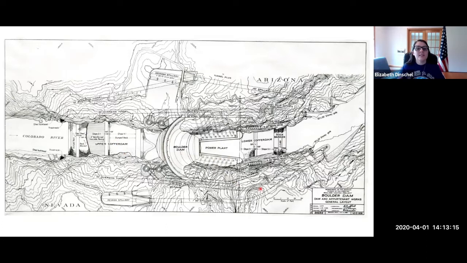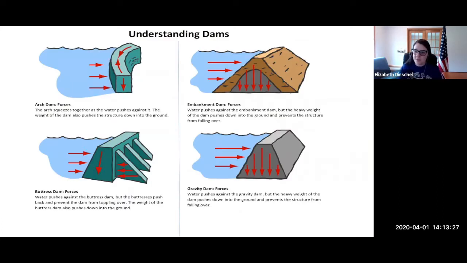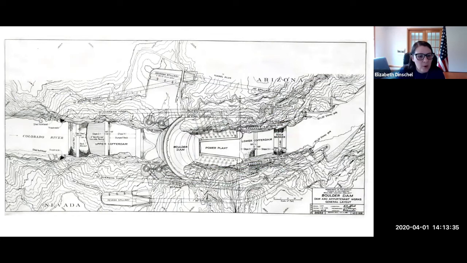So I want you guys to take a minute, and can you guess what type of dam the Hoover Dam is? You can write your guess in the chat box. We can go back and look here. These are the 4 types of dams. We have the arch dam, the buttress dam, the embankment dam, and the gravity dam. So if you're looking at this picture, what do you guys think? Here it is right here.